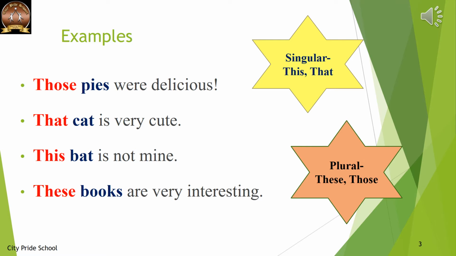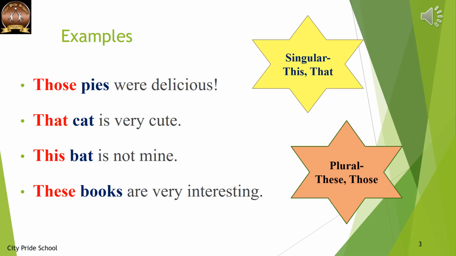But remember, the demonstrative adjectives this and that are used when you have singular nouns, and these and those are used when you have plural nouns. So in these examples, when we talk about those pies were delicious, pies is a plural noun, so we have used those.